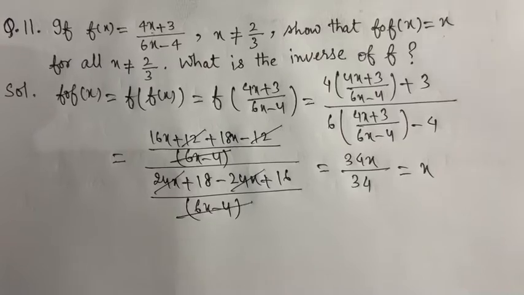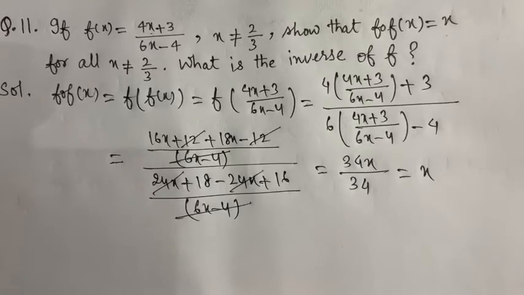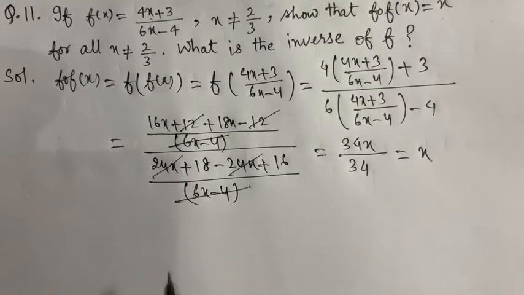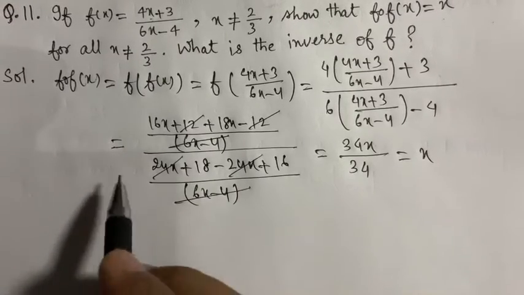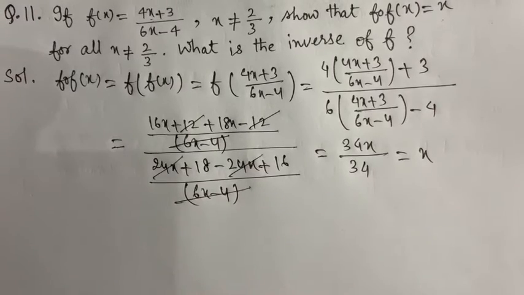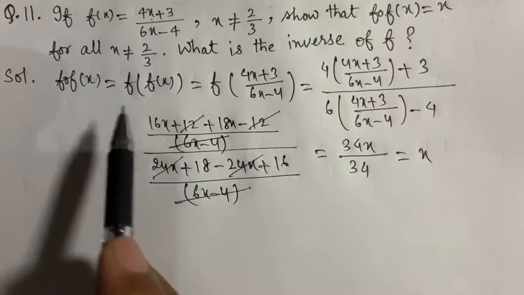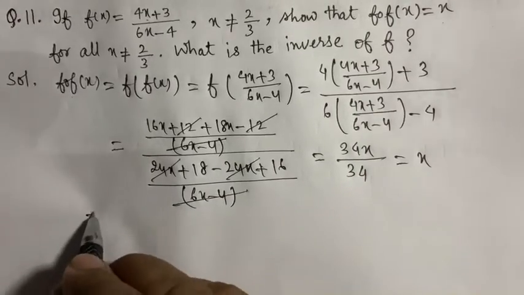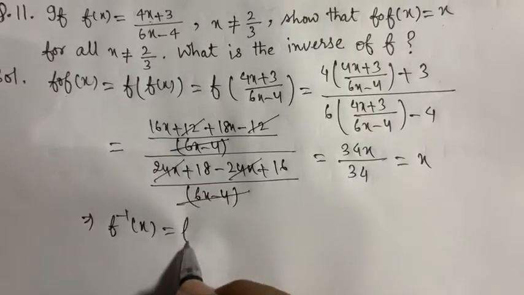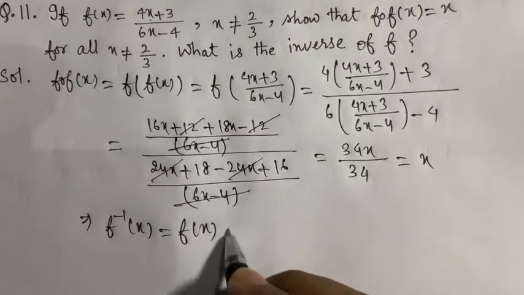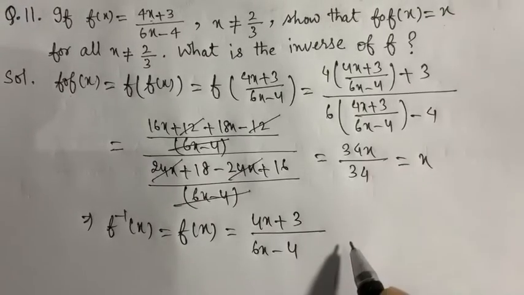Now what is the inverse of f? While we were discussing composition of two functions, there we had discussed that if a situation like this arises, then we have f inverse is equal to g if f of g is equal to x. But here we are getting f of f of x is equal to x. That means this implies f inverse of x is f(x) itself, that is (4x plus 3) upon (6x minus 4).